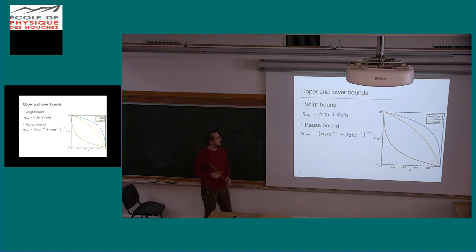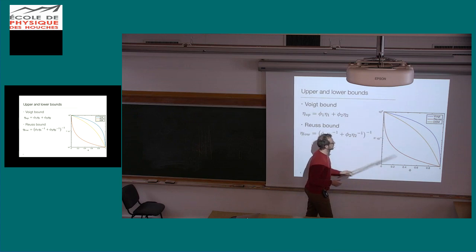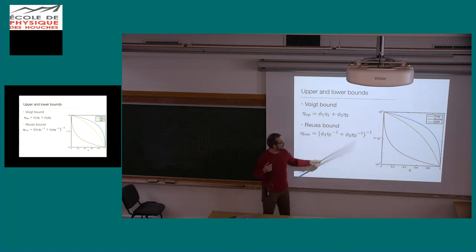You have already seen in the last talk the Voigt bound and Reuss bound. So those are like the estimates when you have a two-phase medium: you have an upper bound and a lower bound for a mixture of those two materials. When we look here, this blue one is the Voigt bound, the red one is the Reuss bound, and the other one you just ignore for now.